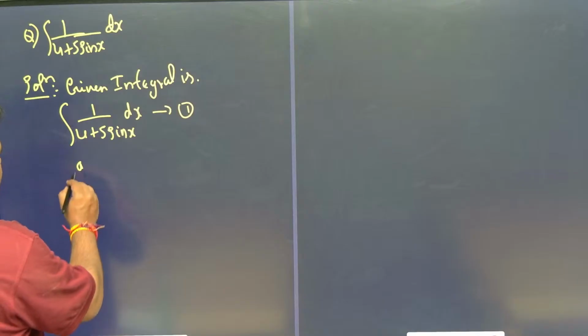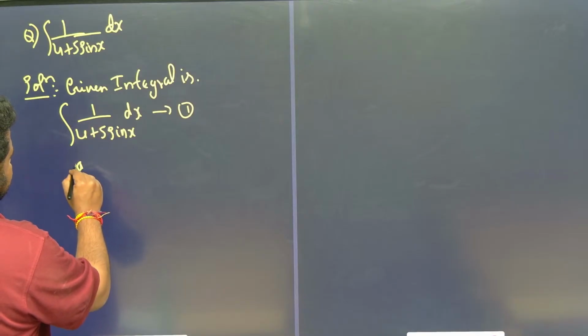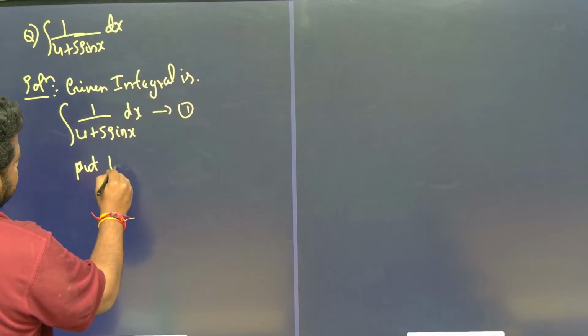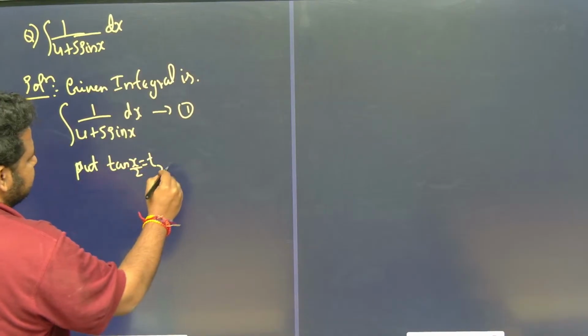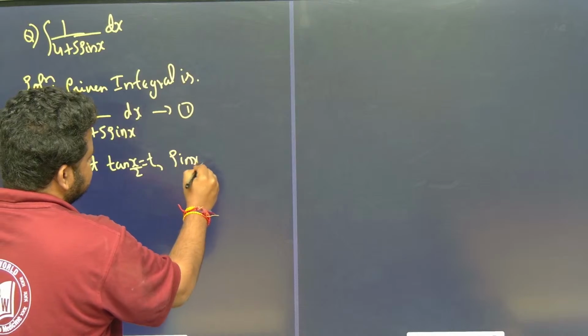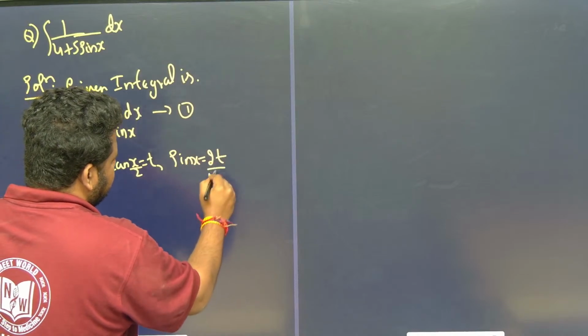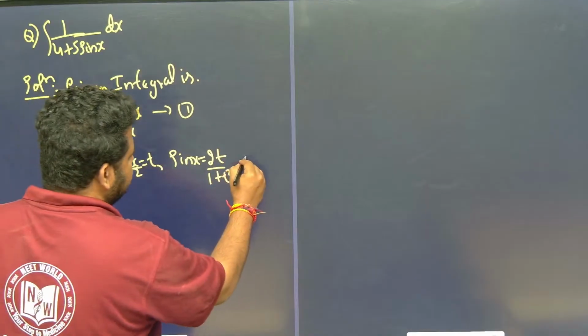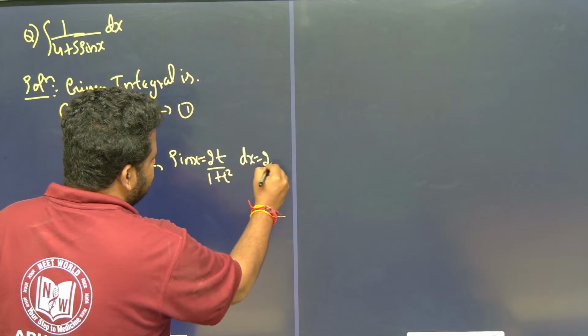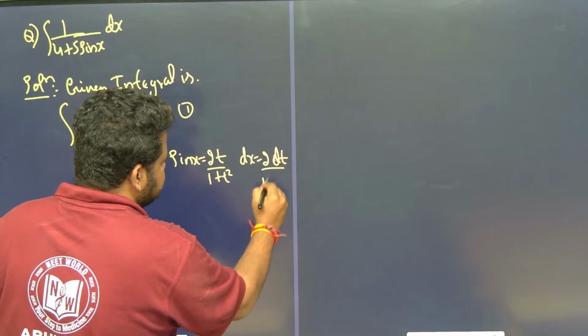This you have to remember. Okay, what we will do? We will put tan x by 2 is equal to t. What will happen to sin x? Sin x will become 2t by 1 plus t square, and here cos x is not required because cos x is not there. What will happen to dx? dx will be 2 dt by 1 plus t square.